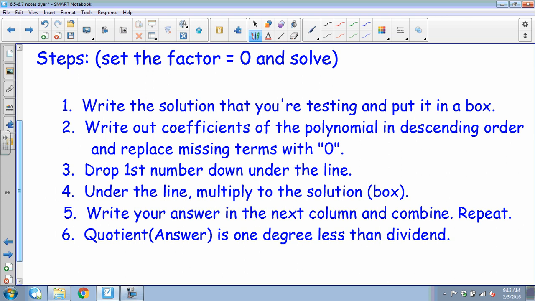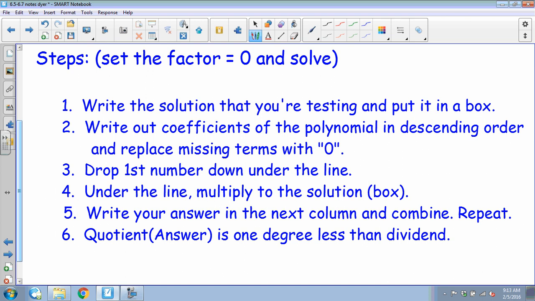And now I'm going to do several examples. Don't worry. Write out the coefficients of the polynomial in descending order and replace any missing terms with 0. We did that in long division also. Then you drop the first number down underneath the line. Everything under the line gets multiplied by your solution. And then you write your answer in the next column and combine, repeat, like wash, rinse, repeat. It's what we do for synthetic division. You'll get good at it, I promise.